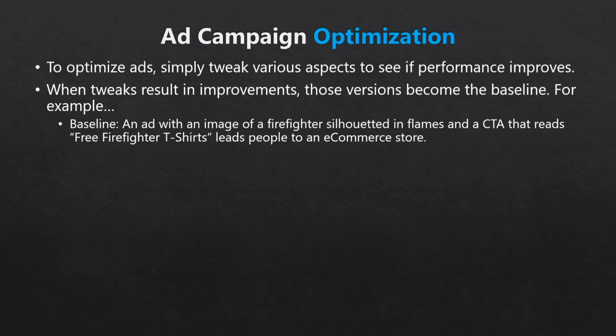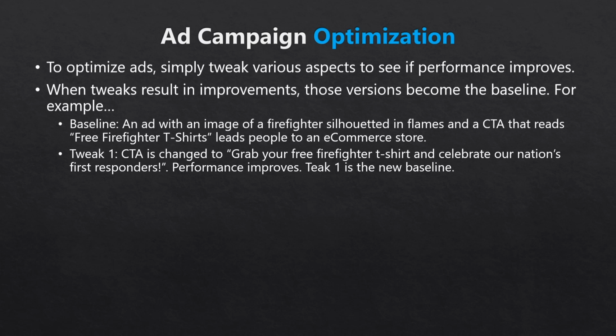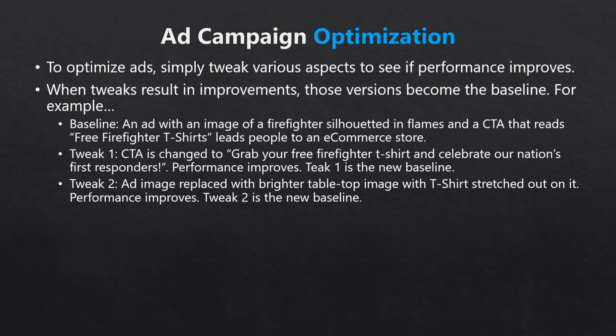For your first attempt at optimization, you might change the call to action and make it a little more wordy. For example, grab your free firefighter t-shirt and celebrate our nation's first responders. After implementing that tweak, you notice that your click-through rates increase, and your cost per click goes down a little. That just became your new baseline. Next, you remove the dark silhouette image and replace it with a bright, flat tabletop background with one of your firefighter t-shirts spread out on it. Big surprise, your performance improves.